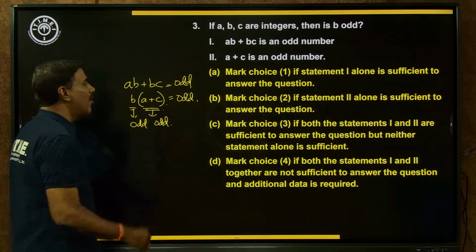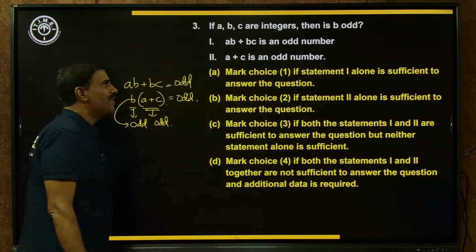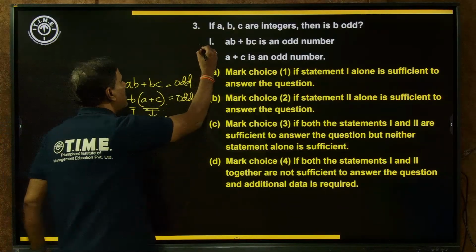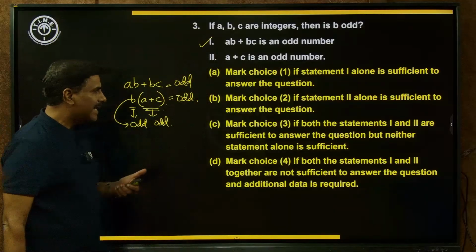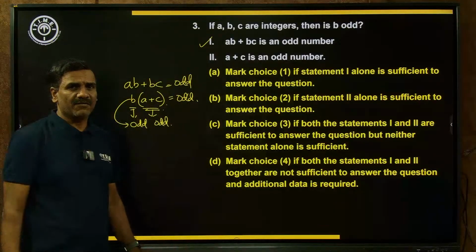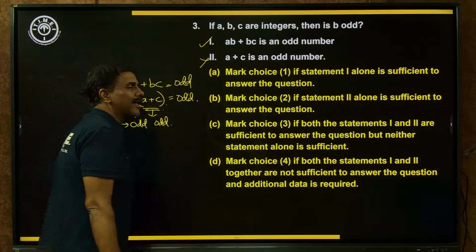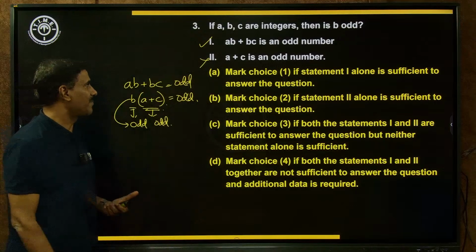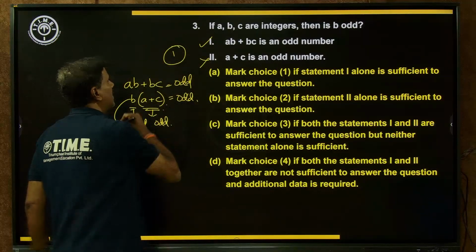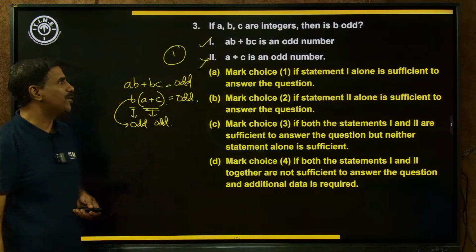But the question is about only what? B. So we can definitely say that B is an odd number from the first statement, because the question is whether B is an odd number or not. So the first statement alone is sufficient. And the big advantage in ICET directions is that if we are sure that our first statement is sufficient, we don't have to spend time on the second statement. We can simply ignore it and save time, because there is no chance of each statement being sufficient in ICET. So the answer should be first statement alone sufficient, choice 1.